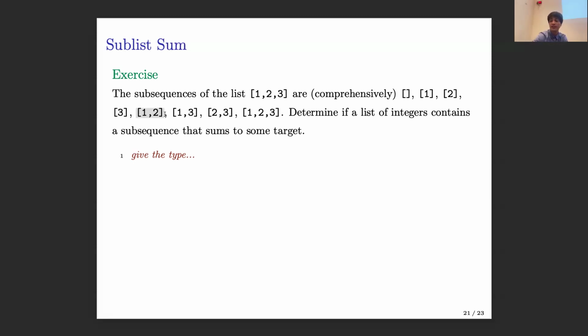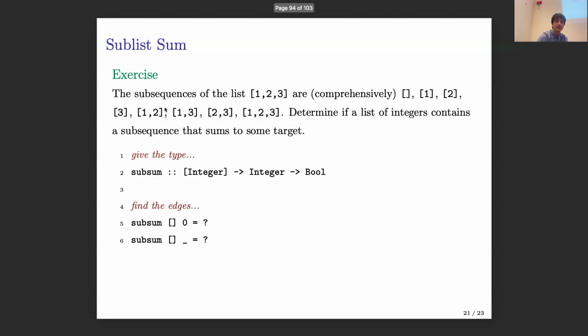So step 1, what is the type information here? Yeah, list of integers, that's the input. An integer, that's the target. Bool, that's the response. What's the edge? Empty list. And maybe 0 needs a little bit of concern, because I can always make 0 by pulling out the empty list. So that should be an edge.